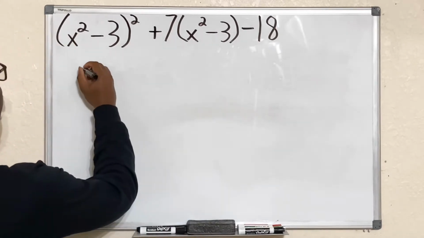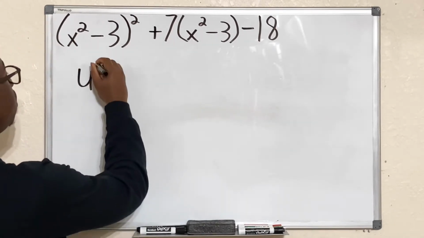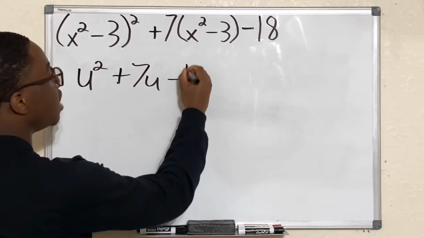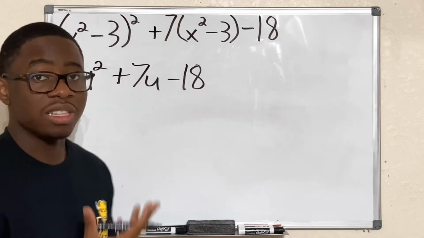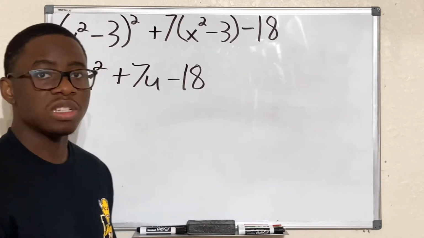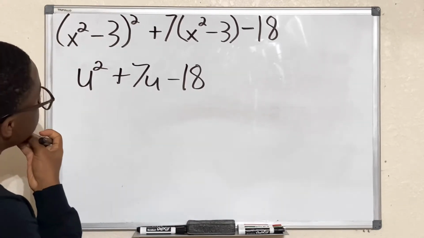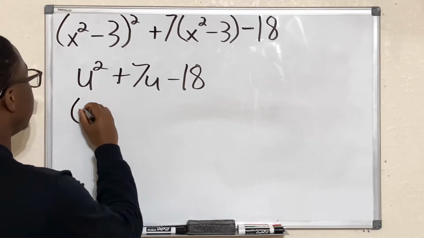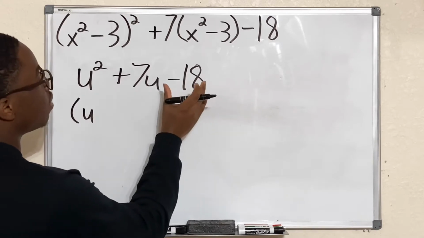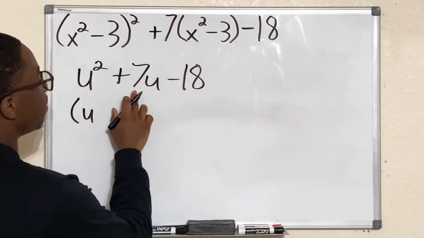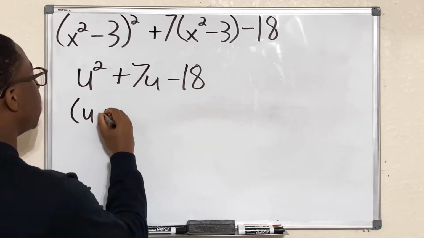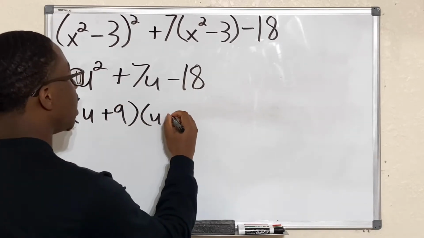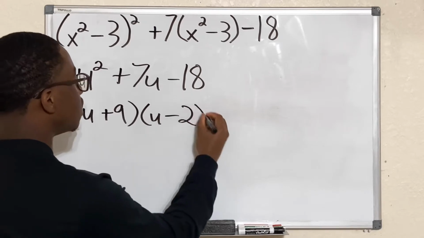Now we're going to move everything down. So this is going to be U squared plus 7U minus 18. Now you look at it like this is something I could work with. It's something I'm used to. So now let's simplify this. We're going to end up with U. What two numbers multiply to give us negative 18 but add to give us 7? That is going to be a positive 9 and a negative 2. So U plus 9 and U minus 2.